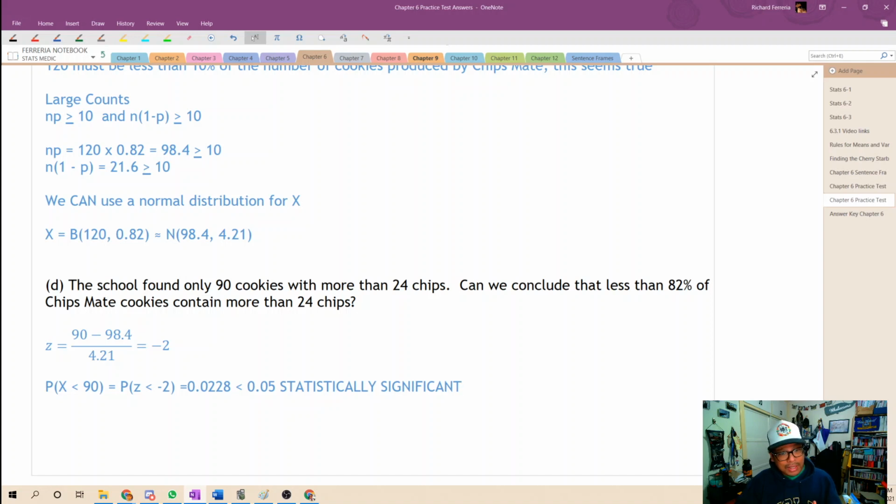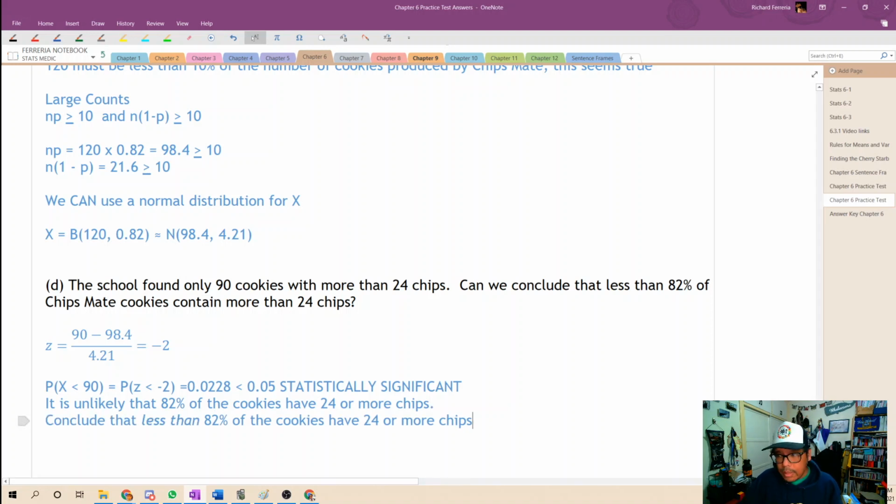And since it's unlikely to have occurred, the only thing that could be wrong is that 82% number. 82% is likely to be incorrect. So it's unlikely that 82% of the cookies have 24 or more chips. And we can actually conclude that less than 82% of the cookies have 24 or more chips.